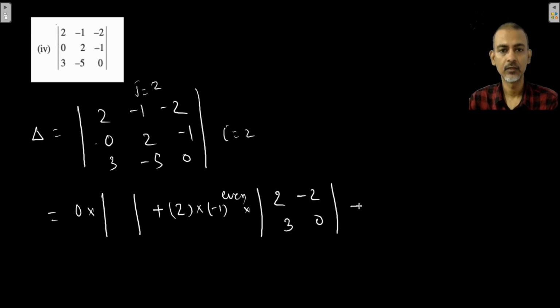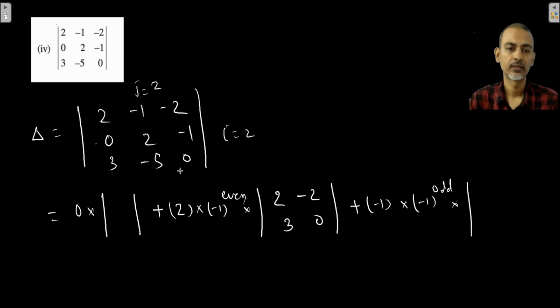And then the third one will be plus minus 1, and this is going to be minus 1 to the power odd, into 2, minus 1 and 3, minus 5. Just ensure that everything is written correctly, otherwise there will always be issues. 2, minus 2, 3, minus 3 and 0.